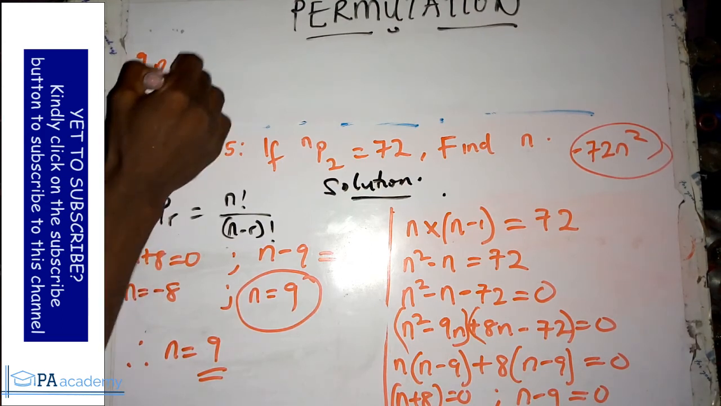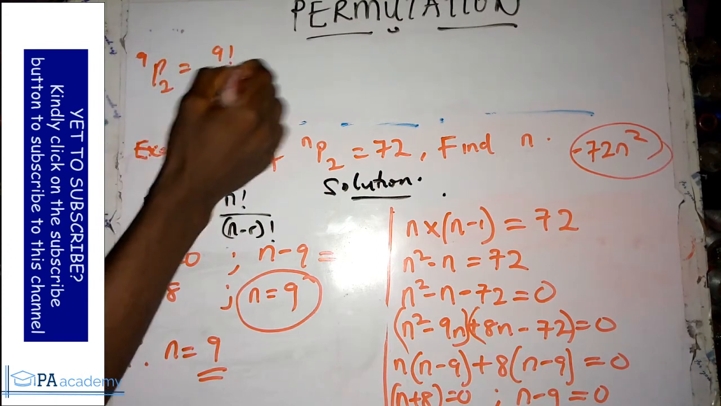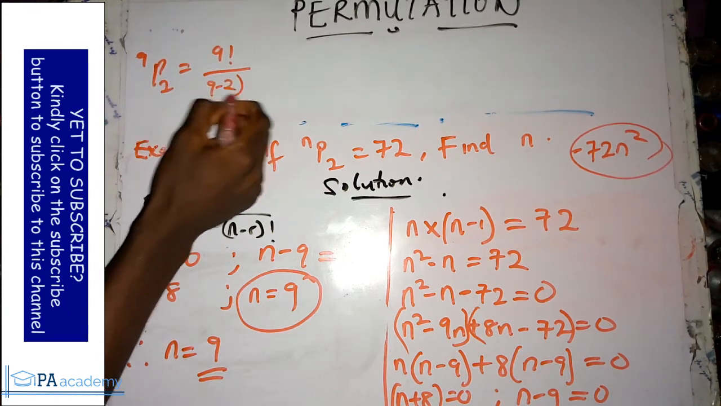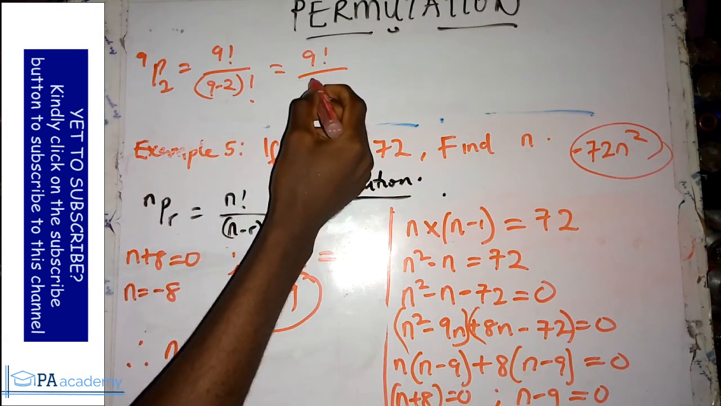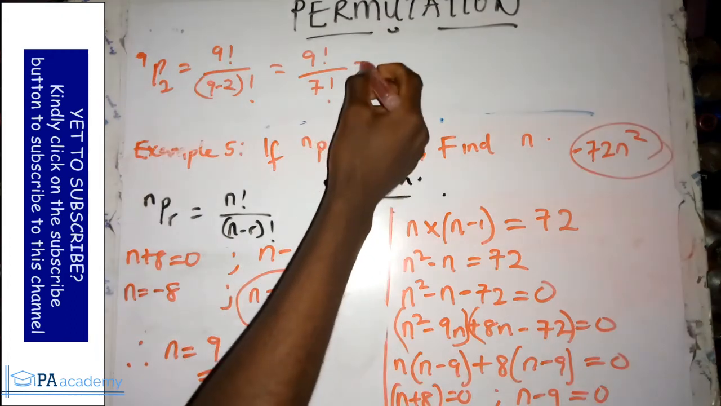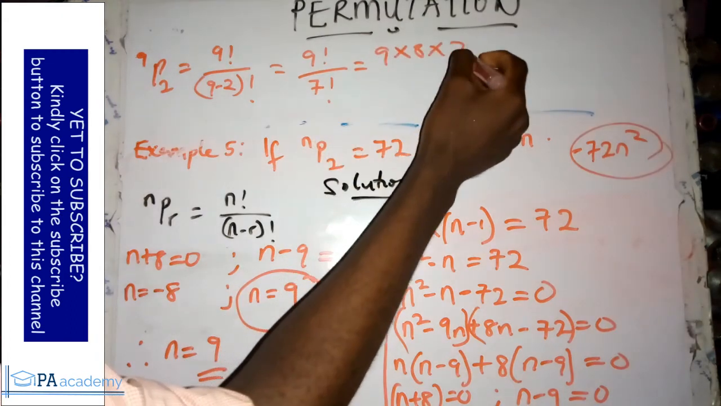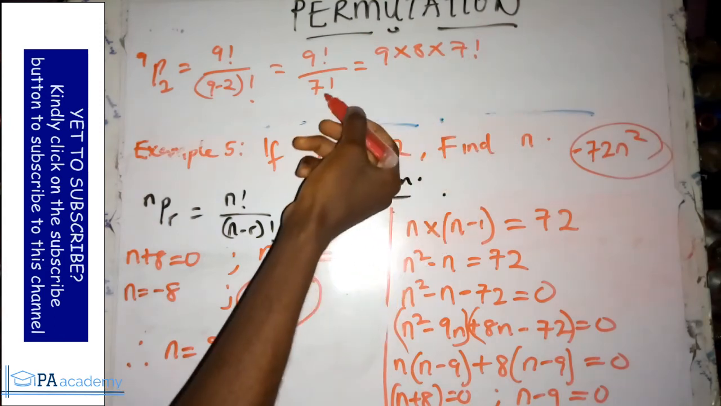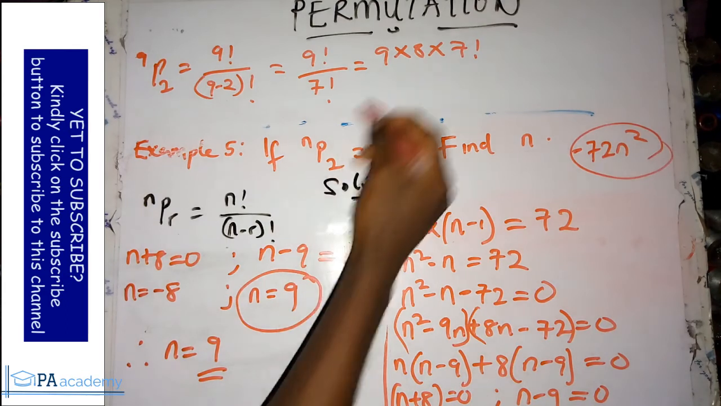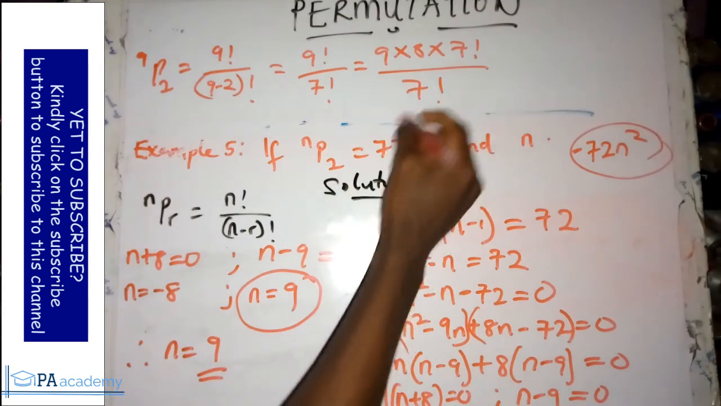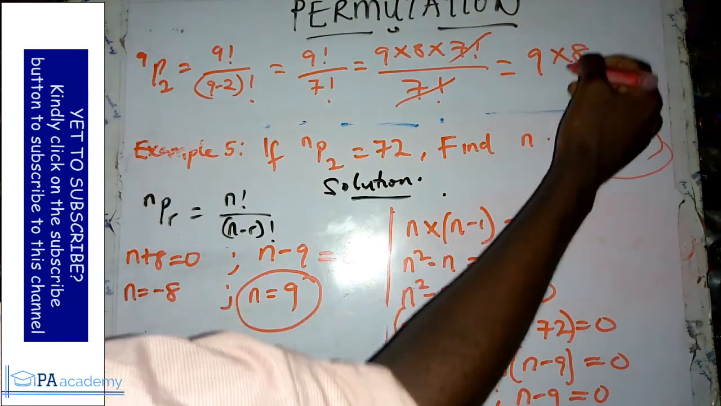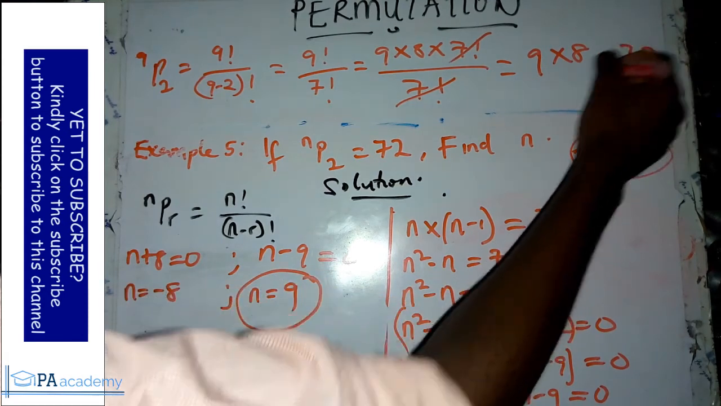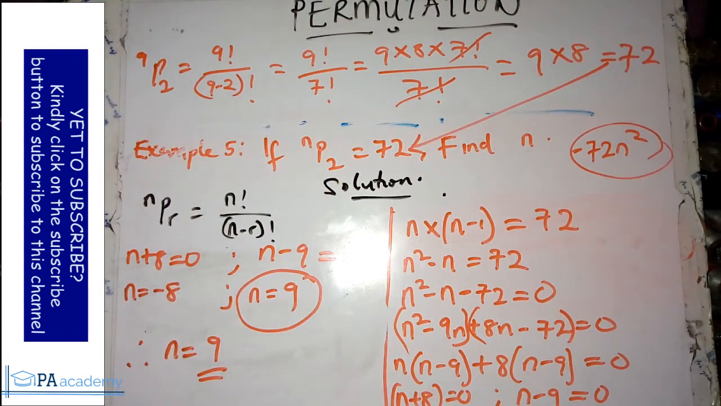So 9 permutation 2 will be 9 factorial over 9 minus 2 factorial. That will give us 9 factorial over 9 minus 2, that's 7, so over 7 factorial. That will give us 9 times 8 times 7 factorial. We can stop here because we already have 7 factorial in the denominator, so 7 factorial can cancel out 7 factorial. We'll be left with 9 times 8, which gives us 72. So you can see that we are correct, and that tells us that 9 as our answer is correct.